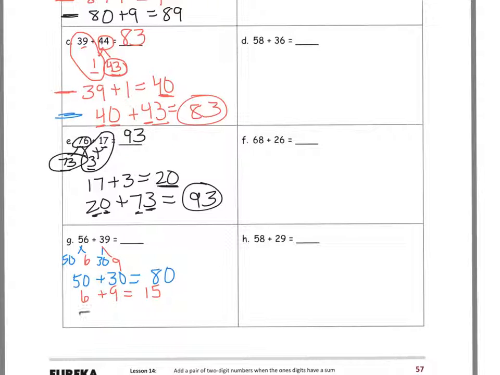And I have 80 plus 15. And this one works out nicely. I don't have to, I could show a number bond there if I wanted to, but I'm not going to. I have 0 ones and 5 ones to get me 5. 1 10 and 8 tens to get me 9 tens or 95.